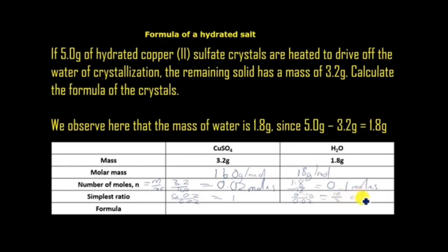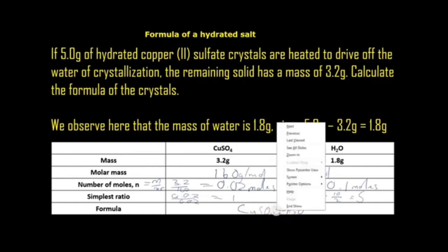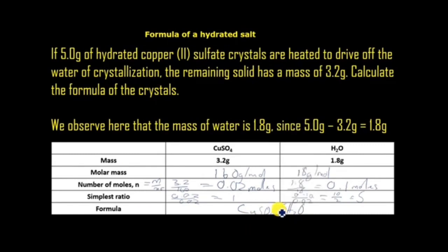So you can see that the simplest combination ratio of this hydrated salt will be copper sulfate 1 times 5 water of hydration. We put a point here to show the water of hydration. So 1 copper sulfate is being hydrated by 5 molecules of water. This is the simplest combination ratio between copper sulfate and water in the hydrated salt. Calculation in chemistry. Watch this video.